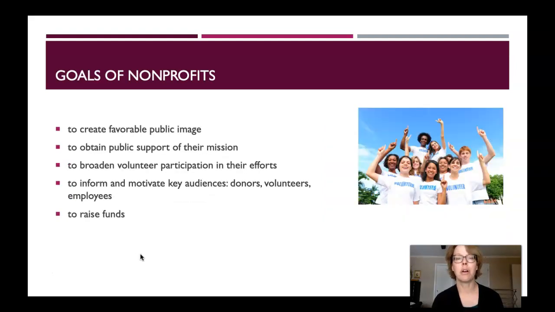The goals of nonprofits are, of course, to create a good public image, to get people to support their mission, to get more volunteers, and to motivate people to donate money or volunteer. Maybe it's going and cleaning up a park or an area. At Rochester University, we have a Warrior Day every semester where students and staff volunteer and help another nonprofit. Just this last fall, it was cleaning up the Clinton River Trail and that whole area. So getting people to help with that type of thing, or to raise funds, is a basic goal of a nonprofit person.